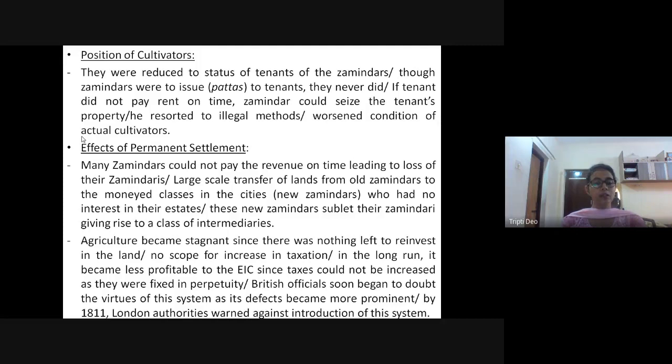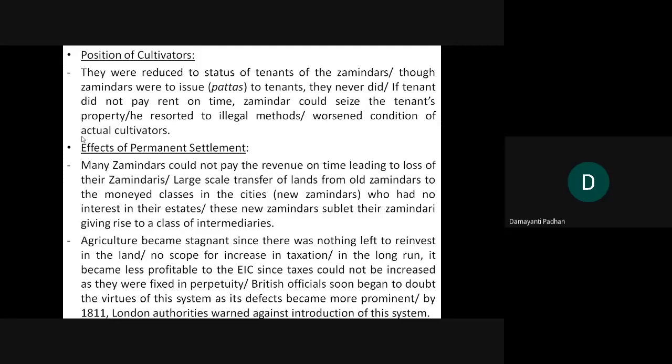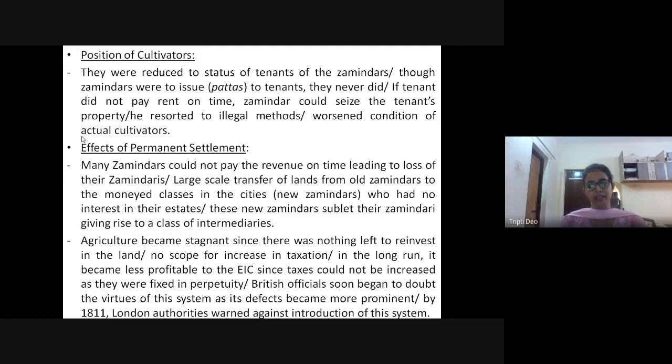If tenants did not pay rent on time, zamindar could seize tenants' property. So zamindar ke paas uska land, tenant ke paas uska, ya cultivator ke paas uska land to tha hi nahi. On top of it, jo uski property thi, that was also now taken if he was not able to pay tax to the zamindar. The zamindar further resorted to illegal methods, and this worsened the condition of the actual cultivator.